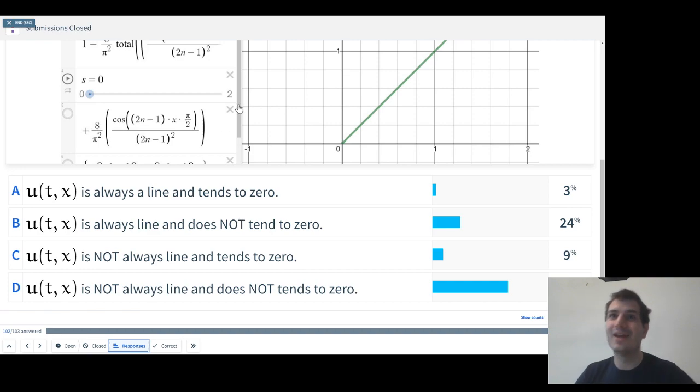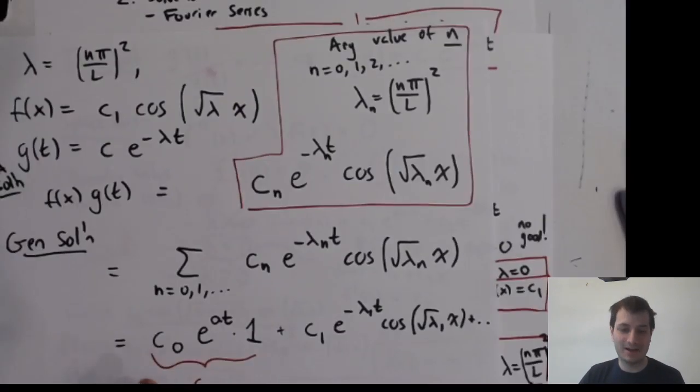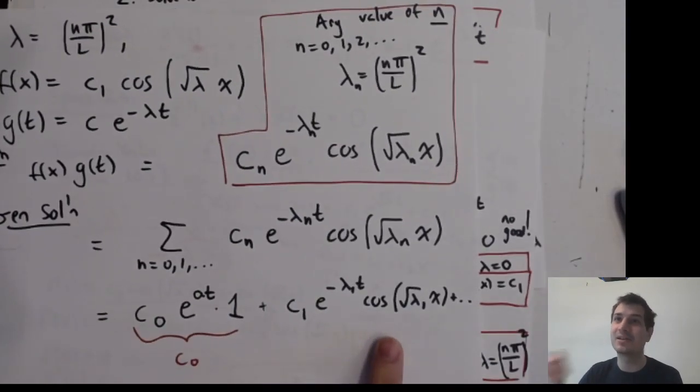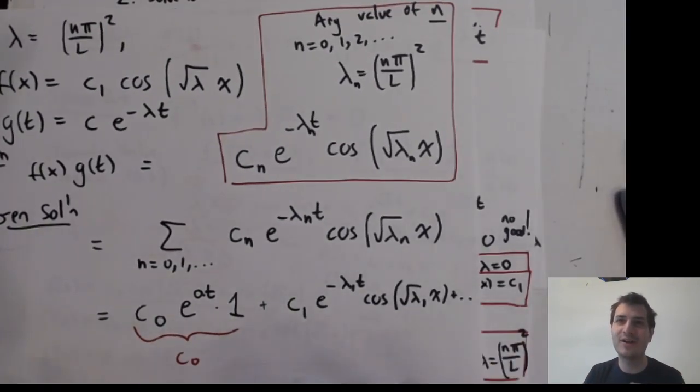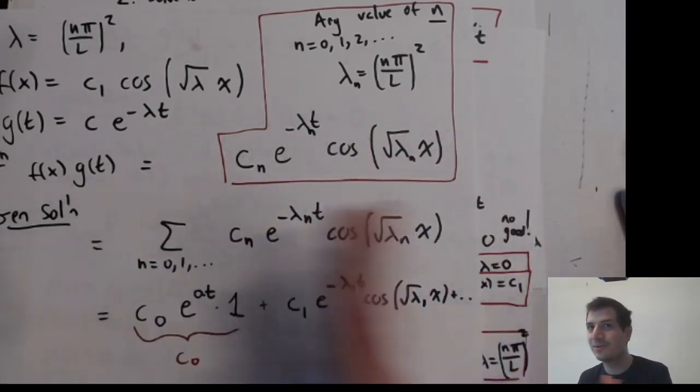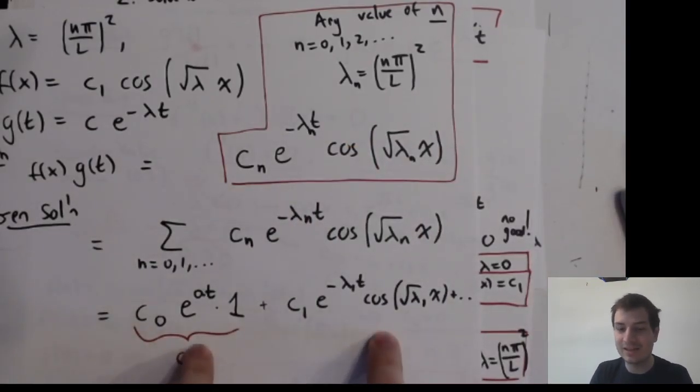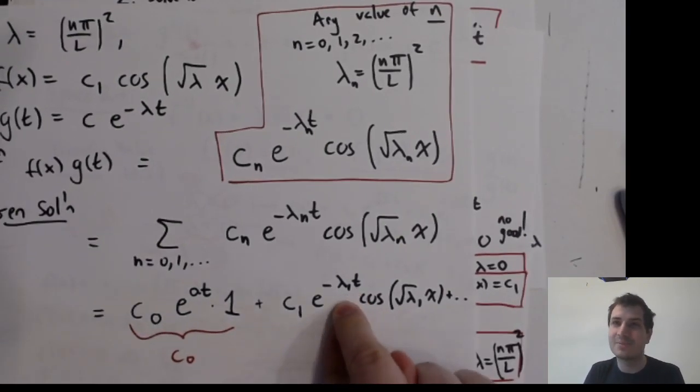Let's see how many people got it. Most people got it. That's great. So the answer is it's not always a line. In fact, it's going to look like a constant plus a cosine, a cosine function after a very short amount of time. All of the other terms that I wrote are going to be really small. It's going to really look like C0 plus C1 times the cosine with this exponential decaying term.